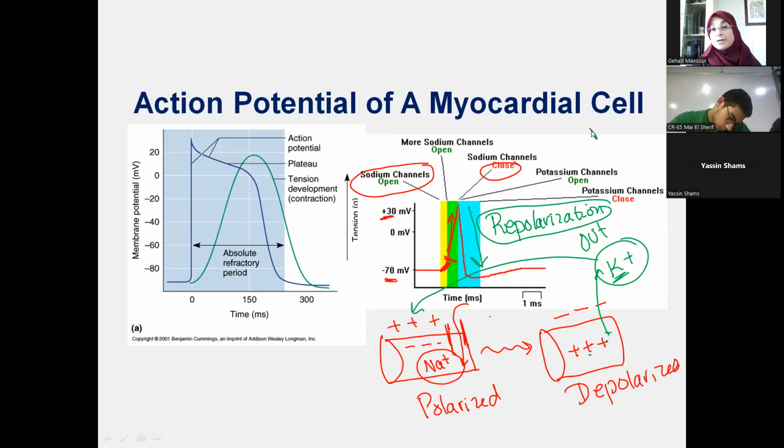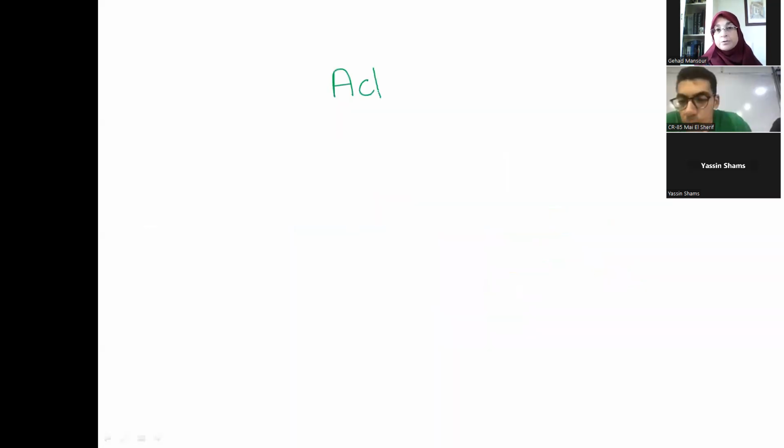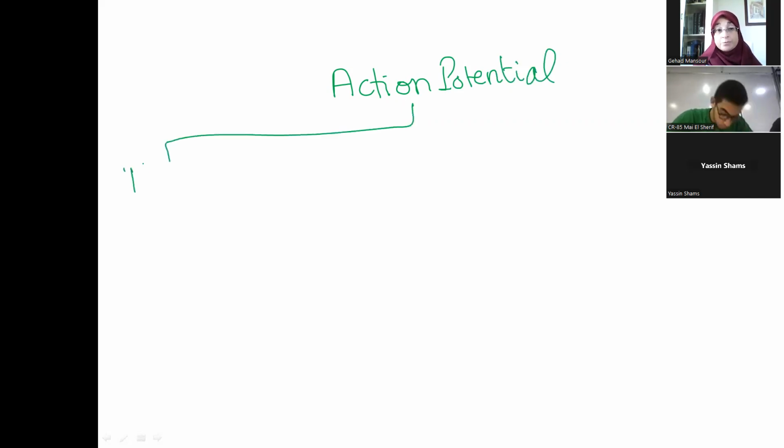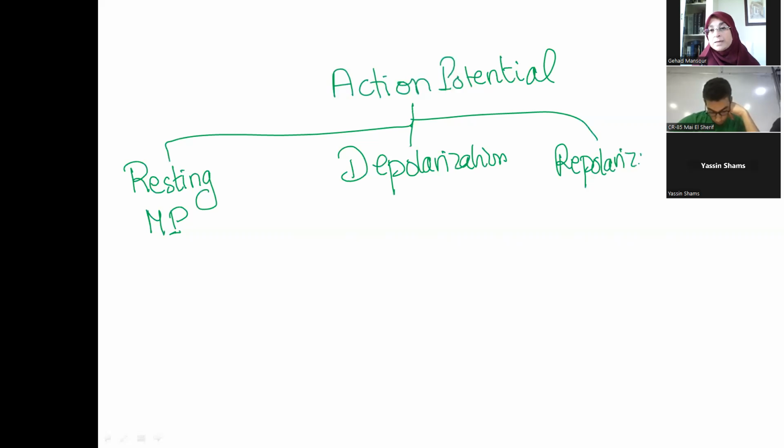خلينا نفتح سكرين كده علشان نقول انه نتكلم عن the main components of an action potential. So here, an action potential consists of two main phases, or actually three main phases. Number one, we have, of course, the resting membrane potential, which is not part of the action potential, but we will write it so that we know that at the beginning we have resting membrane potential. And then we have a state of depolarization, and then we have a state of repolarization.